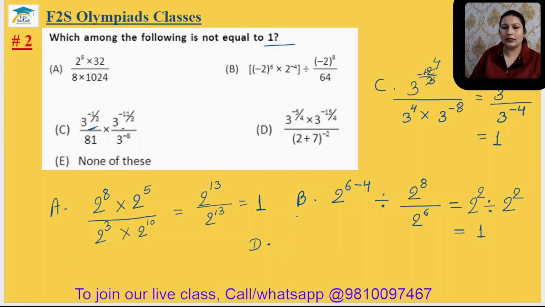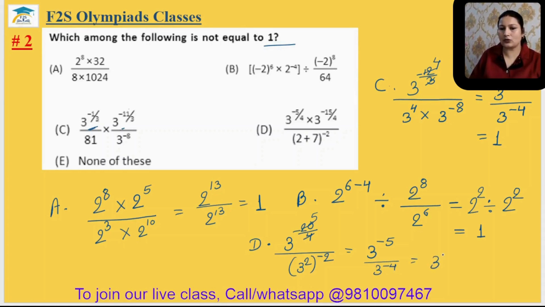Option D is 3 to the power minus 5 by 4 and 3 to the power minus 15 by 4. Powers will be added, bases are same. So 3 to the power minus 20 by 4 upon 9, and 9 I can write as 3 to the power 2, to the power minus 2. Okay, so 3 will be your minus 5, 4 5s are 20, upon 3 to the power minus 4.